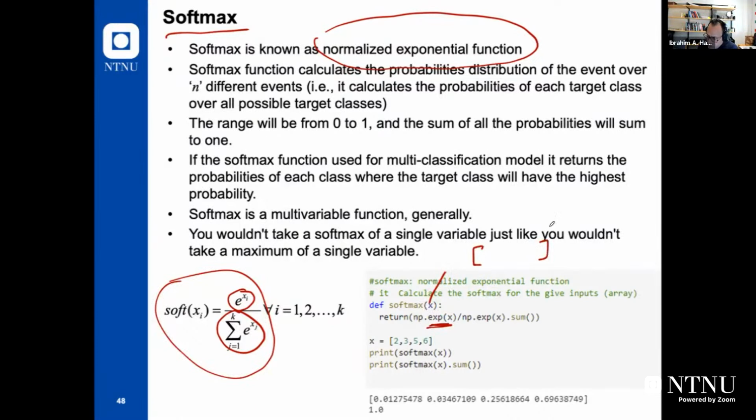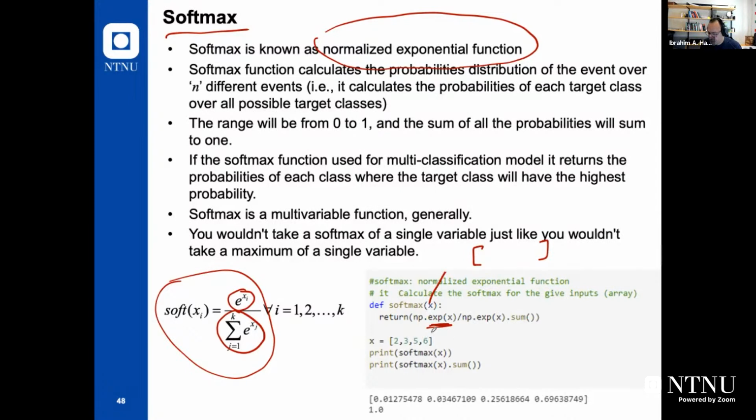If it is two values, for example, a and b, it will calculate the probability of a plus the probability of b. So it will be exponential of a divided by exponential of a plus exponential of b, plus exponential of b divided by exponential of a plus exponential of b. So we call it softmax.